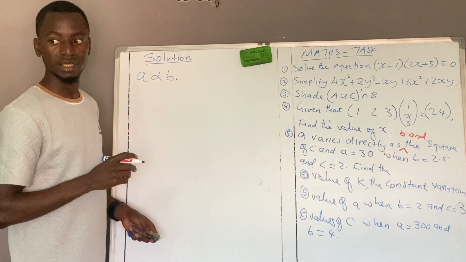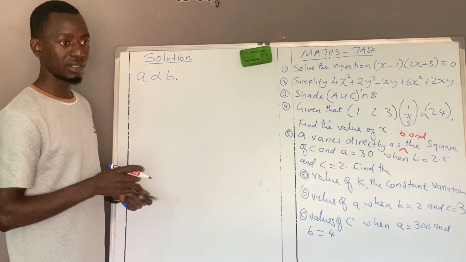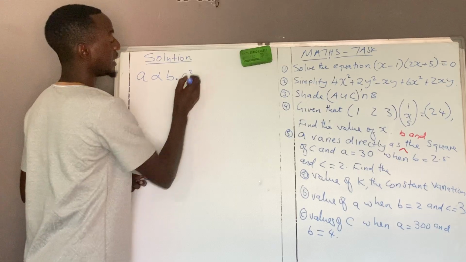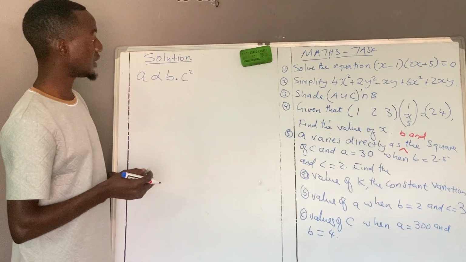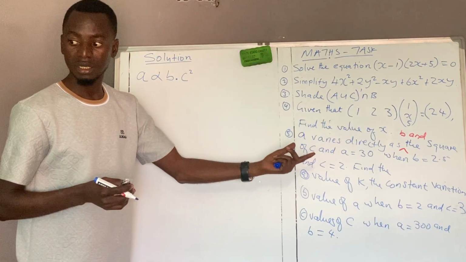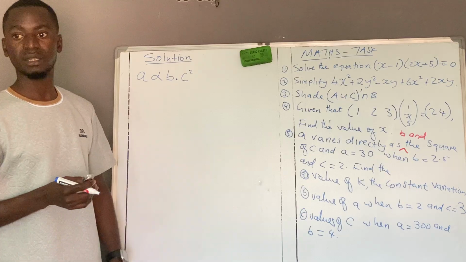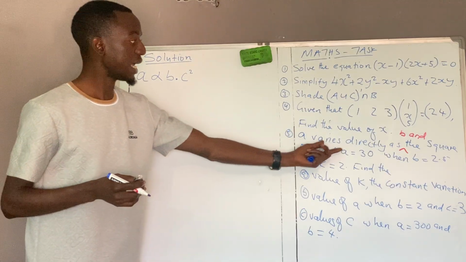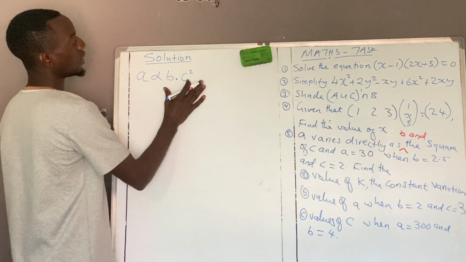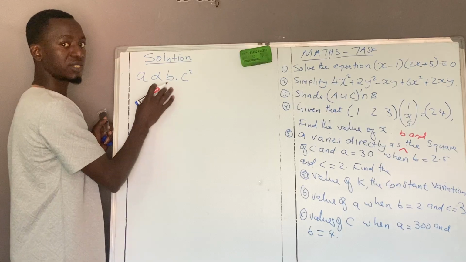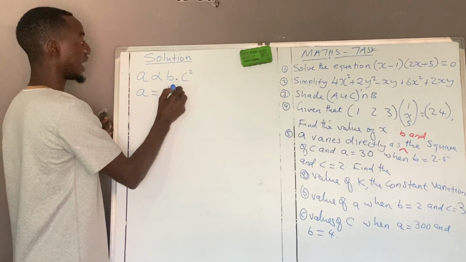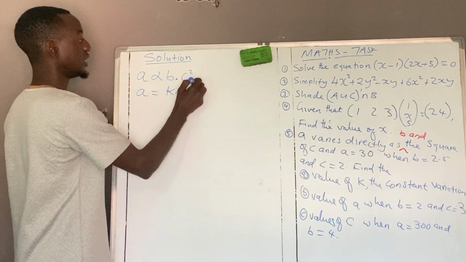So how do we write that? C squared. The square of C means C squared. But if they would say and inversely as the square of C, I'm going to put C down. But here they are still talking about direct, no inverse, so you write it in the same straight line. So now to come up with the equation, what is missing here is K. So supposed to be A is equal to K B C squared.